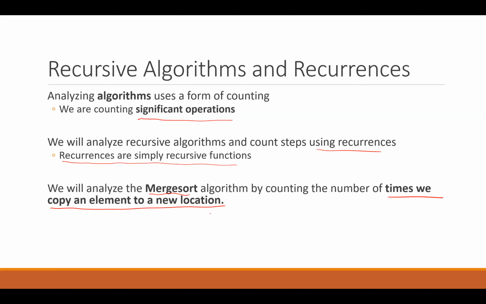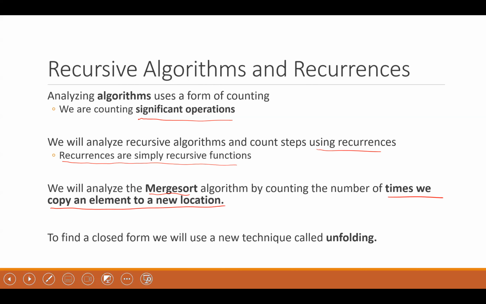The reason I chose that is because when I'm doing mergesort, I will be moving Scantrons here and there, and I want to count about how many of them I have to move. So that's what we'll be simulating with our algorithm. And then to find a closed form, we're going to use a new technique called unfolding.